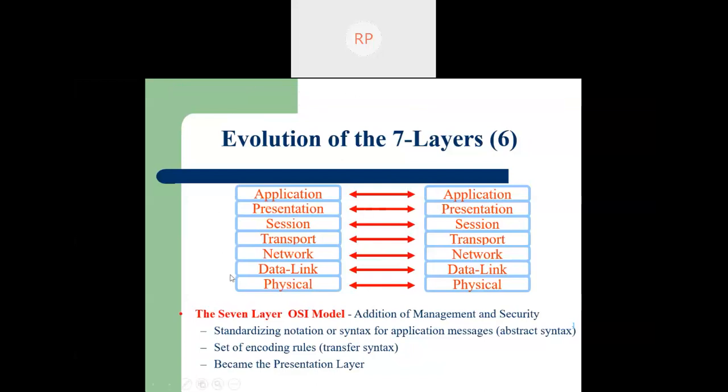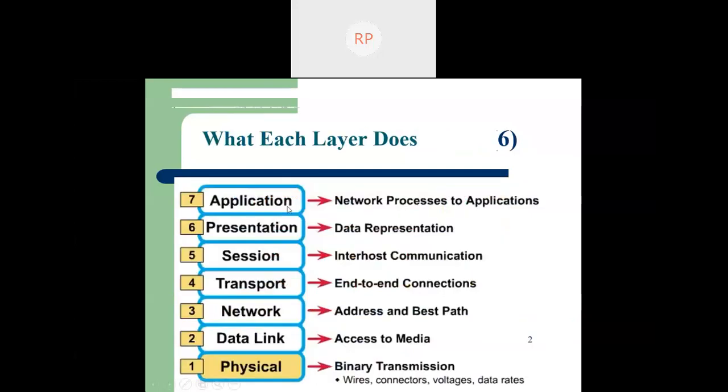So this is all about the evolution from layer one to layer seven. You can check the functionality of each layer. The first layer is binary transmission. Then access to media, then the network layer, address and best paths, then end-to-end connection, the transport layer, then the session layer, whose role is interhost communication, then the presentation layer, which is all about data presentation, and the application layer, network processes to the application.